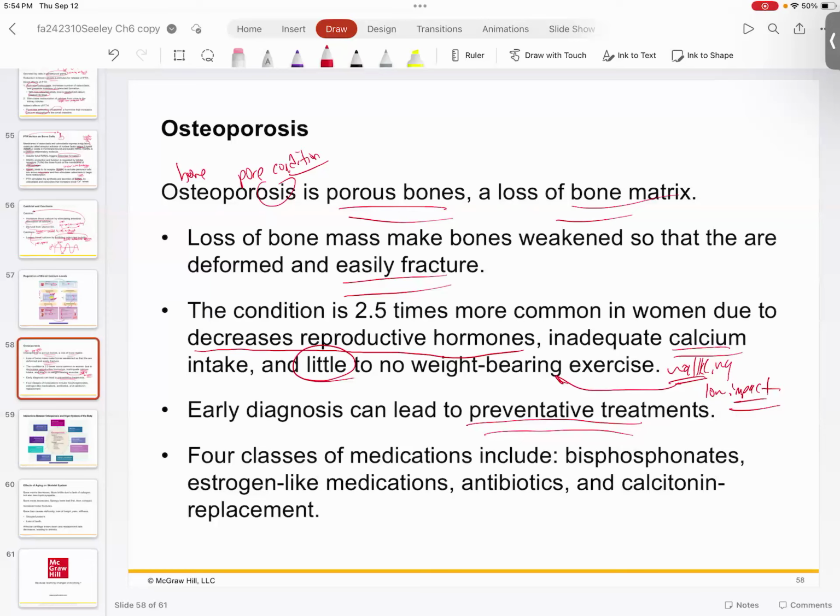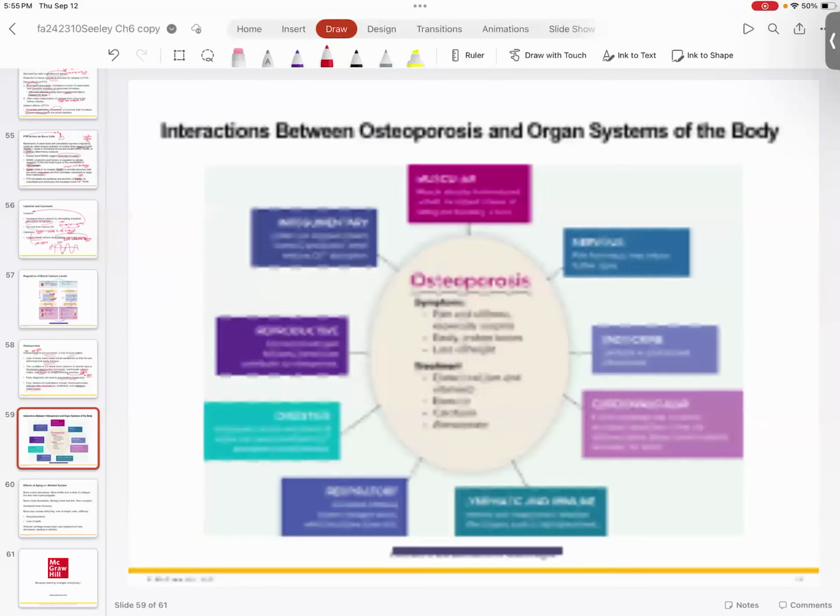And so we can treat osteoporosis with a couple of different types of medications. For instance, bisphosphonates are one type of medication that we have. I'm not going to get into the mechanism of each of these, but estrogen-like medications, estrogen replacement therapy, is one of them. Antibiotics, even though you don't want to use antibiotics because you can abuse them and create antibiotic resistance, you don't want to do that. Also, calcitonin replacement, essentially triggering that natural homeostatic mechanism to pack calcium into your bones. And so all those favor bone density development.